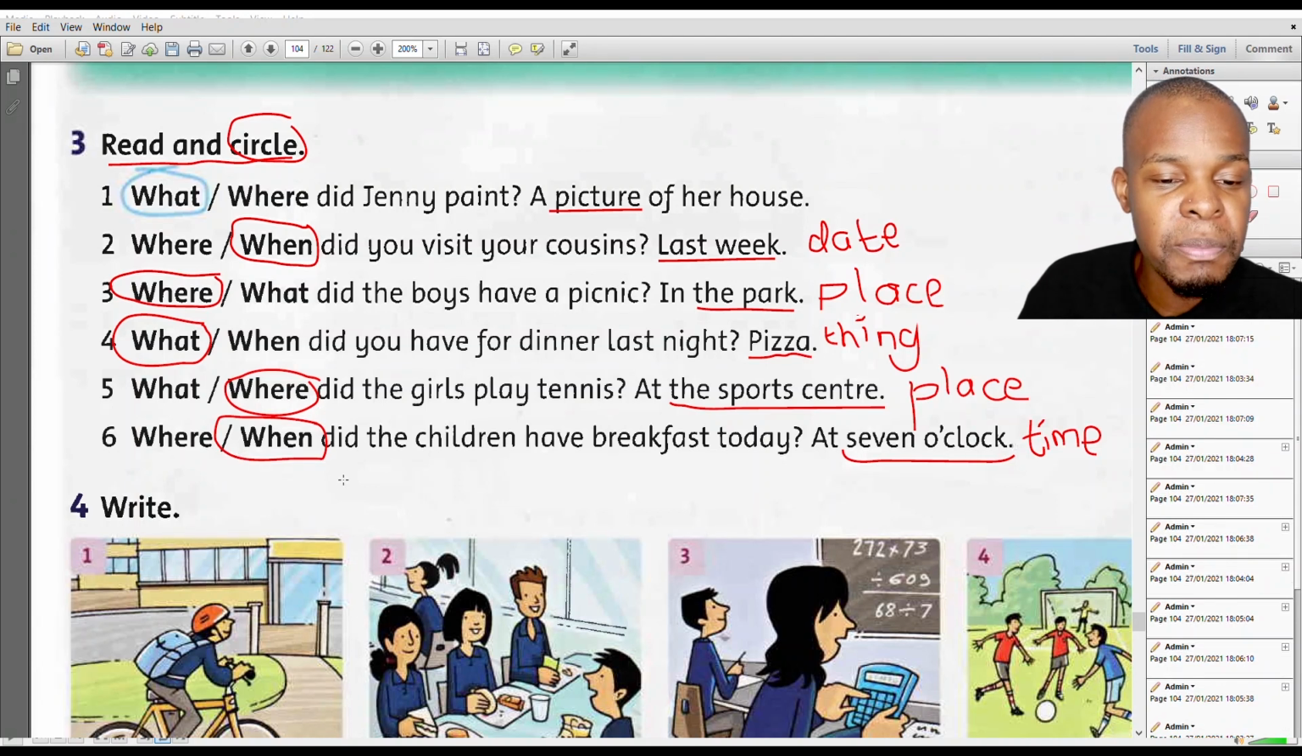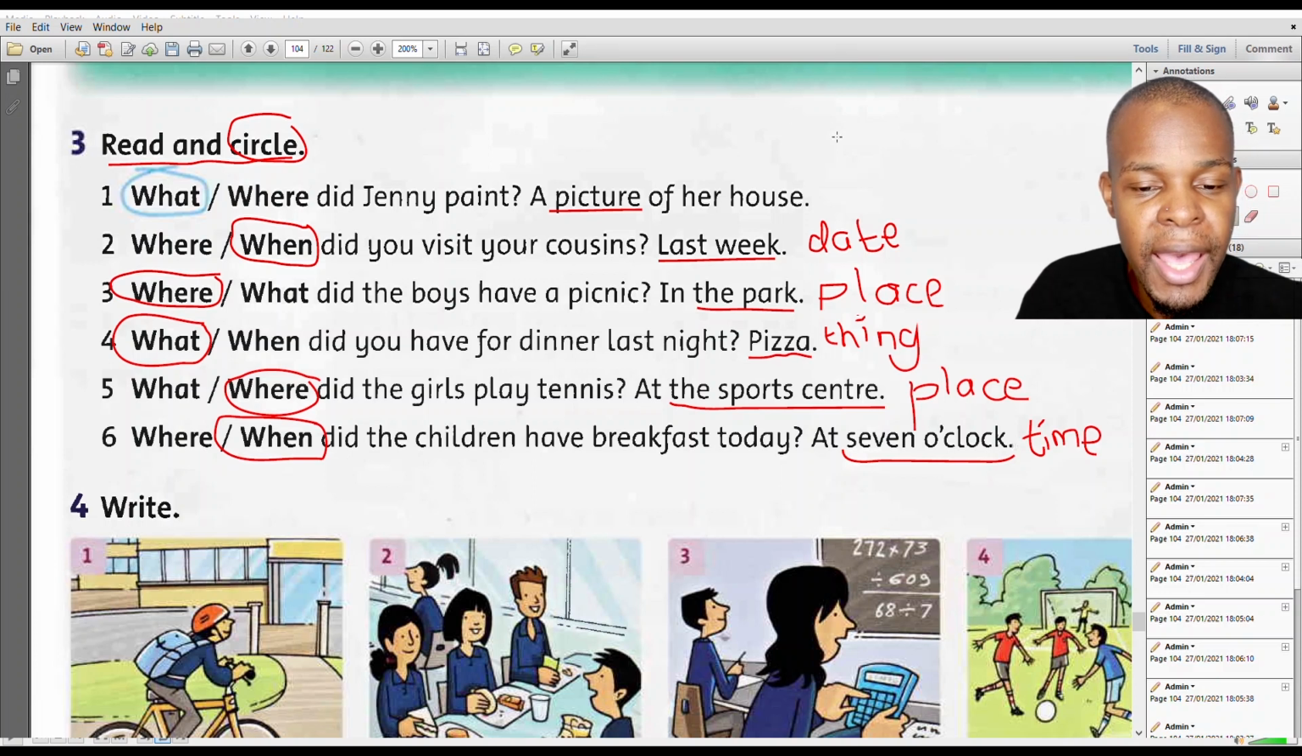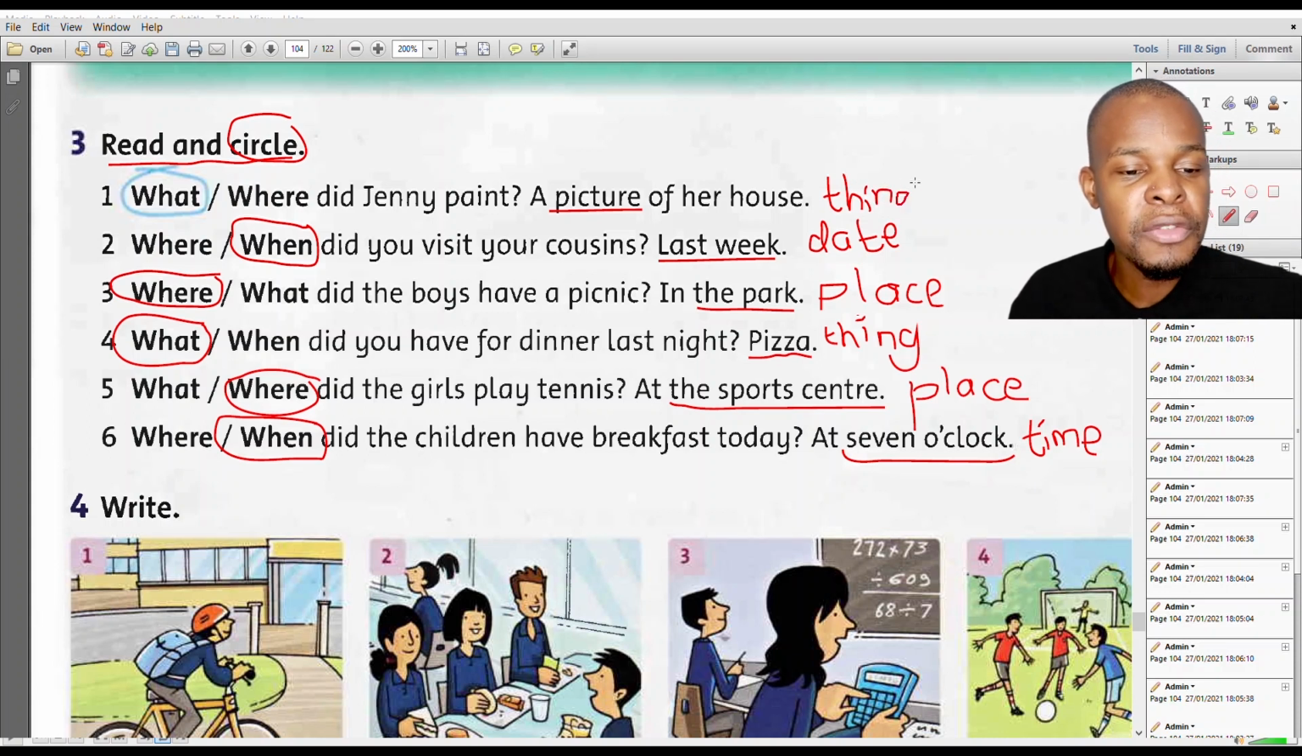We use what? Because a picture is a thing. And then number 2, when did you visit your cousin? Last week. It's a time of day. Not time. It's a date or a day. And then where did the boy have a picnic? In the park. It's a place. So when we talk about places, we use where.